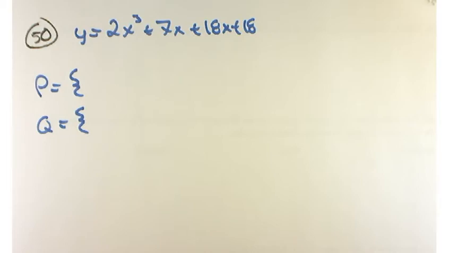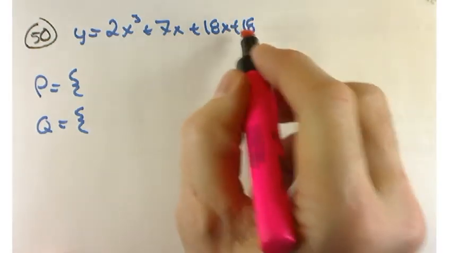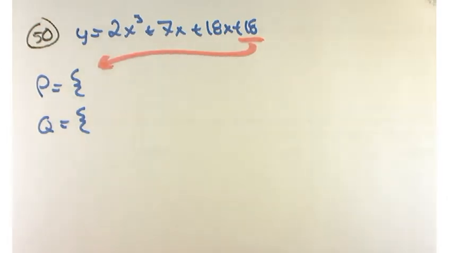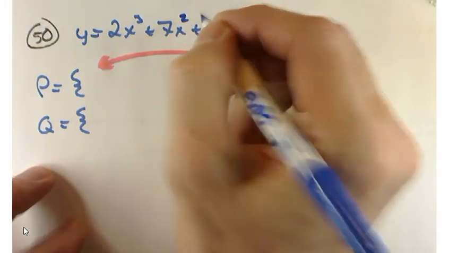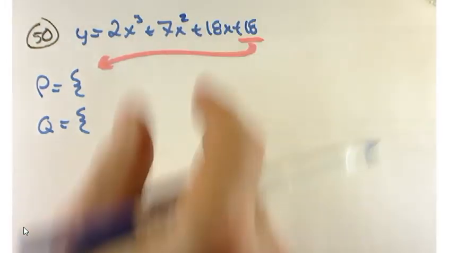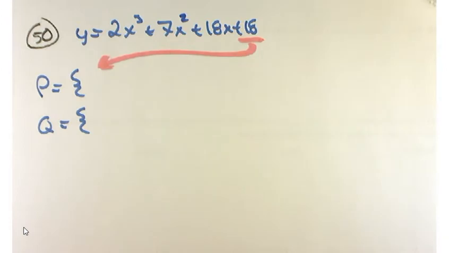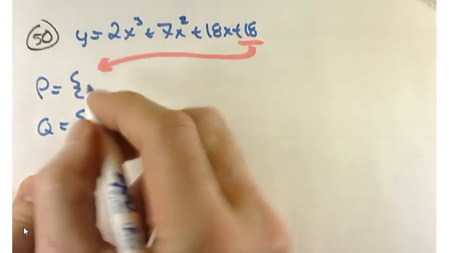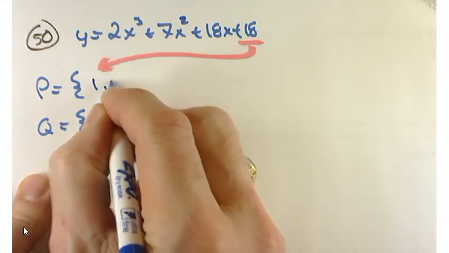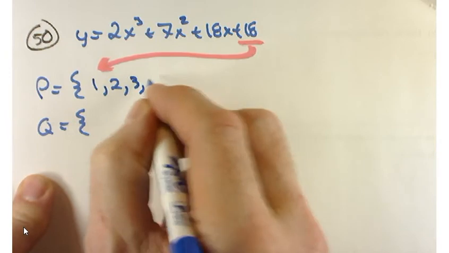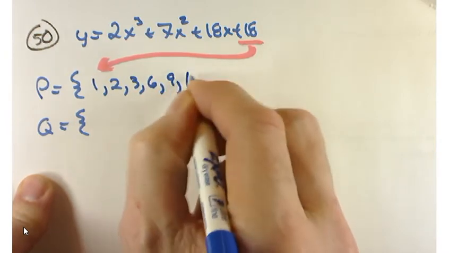So I need P and Q. Well, P and Q come from factors of a couple of these numbers, right? P is going to be factors of 18. It's going to be a squared, because otherwise it was collapsing to be a 25x. What are the factors of 18? 1, 2, 3, 6, 9, and 18.